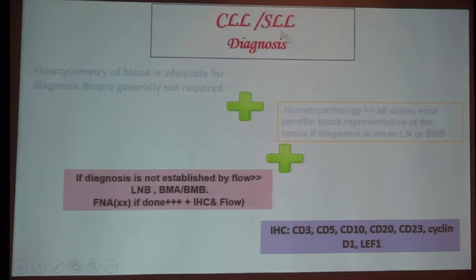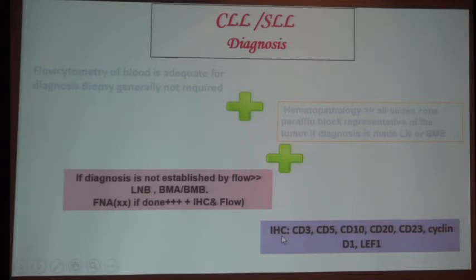As we just mentioned, CLL and SLL are synonyms of each other. We have a blood disorder that we diagnose with the flow, and then we have the lymph node and the spleen. The diagnosis of SLL should be established with the flow. We should have a lymph node biopsy. We can take it as well. Aspirate biopsy is not enough alone unless you have a very good infiltration. Fine needle is not diagnostic unless it's combined with immunohistochemistry and flow cytometry.